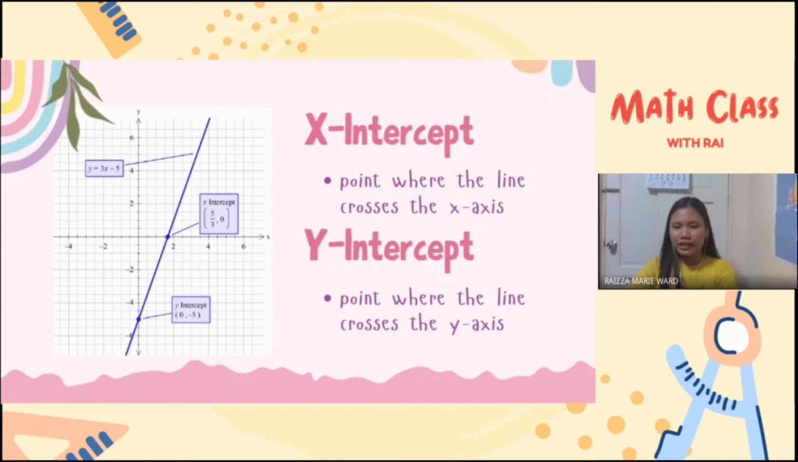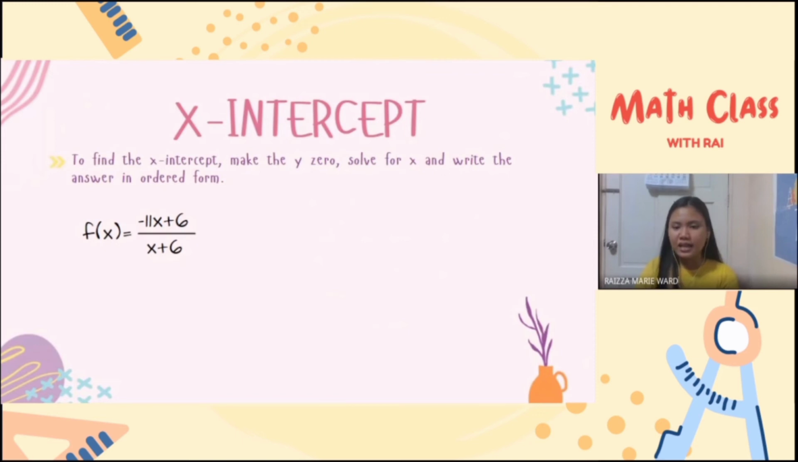Let's proceed to the x and y intercept. X-intercept is the point where the line crosses the x-axis, while y-intercept is the point where the line crosses the y-axis, gaya nung nasa picture. Sa x-intercept muna tayo. To find the x-intercept, make the y 0, solve for x, and write the answer in ordered form.